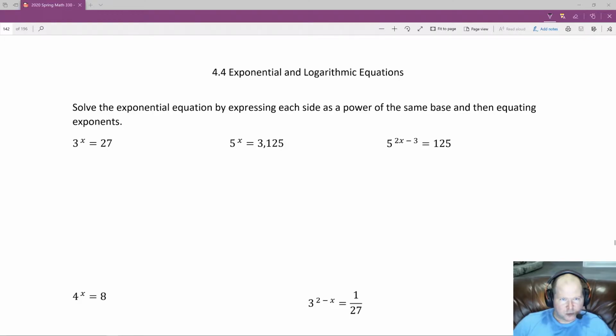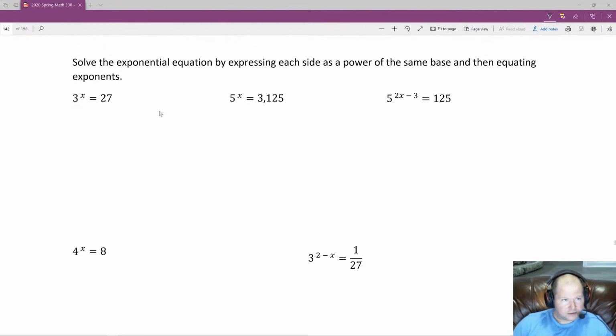All right, so more 4.4 exponential and logarithmic equations. So we're going to solve the exponential equations by expressing each side as a power of the same base and then equating exponents. All right, so let's see how this goes. 3 to the x power is already prime factorized, right?